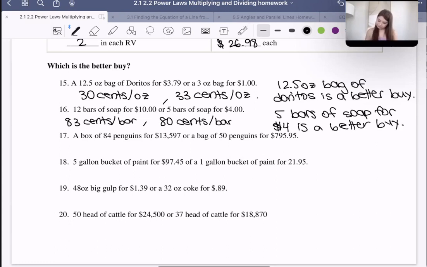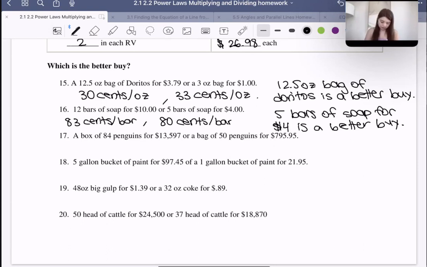Okay. A box of 84 penguins for $13,597, or a bag of 50 penguins for $795.95. Okay, well, this one, I think it's already obvious what's the better buy, that the 50 penguins for $795.95 is going to be a far better buy. But still, let's figure out the unit rate for these because I think that's what they really want from us.